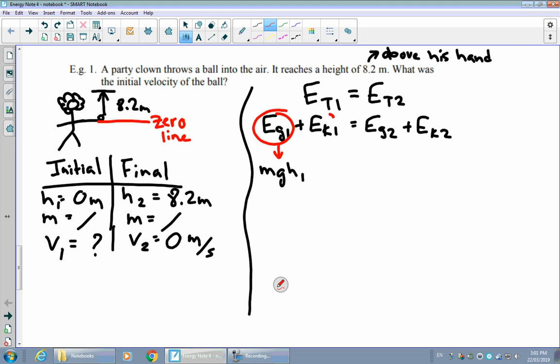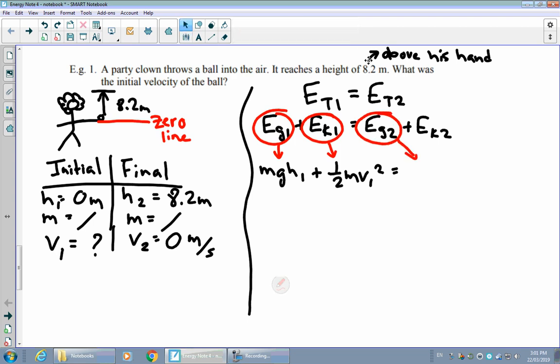From there, what about initial kinetic energy? Well, I'm going to add that with another equation. Kinetic energy is 1/2 mv squared. But if it's the initial velocity, I'm going to call it v1 squared. On the other side, you can probably see where I'm going with this. For EG2, I'm going to use a special formula for that.